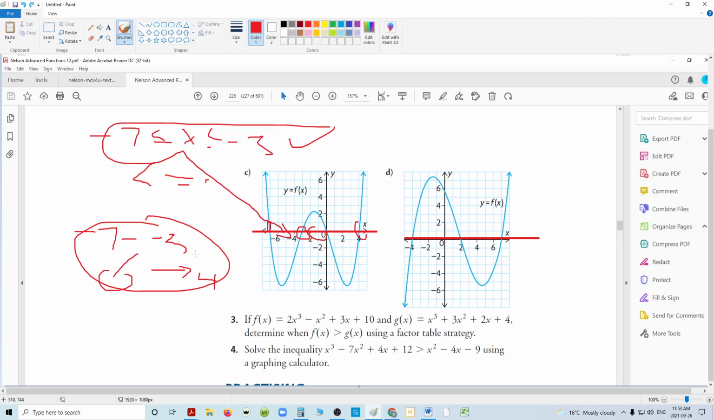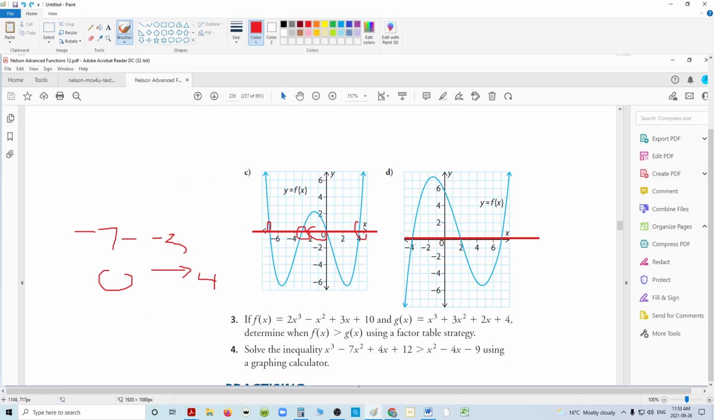for this one. What about this one? Well, it's clear on this one that the graph is below 0 to the left of -4, so when x is smaller or equal to -4, and between 2 and 7. So when 2 is smaller or equal to x is smaller or equal to 7. Everything else is positive, so I don't care about that part.